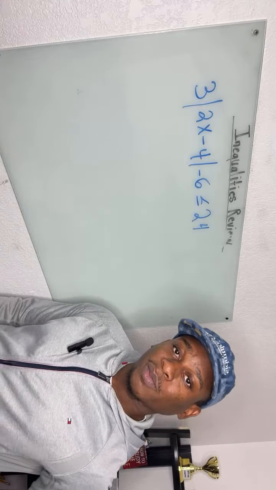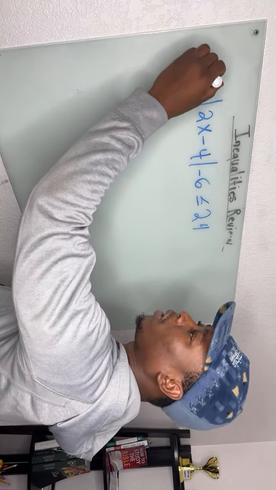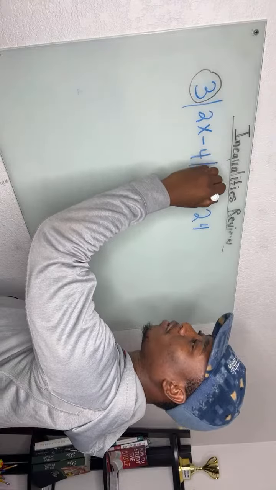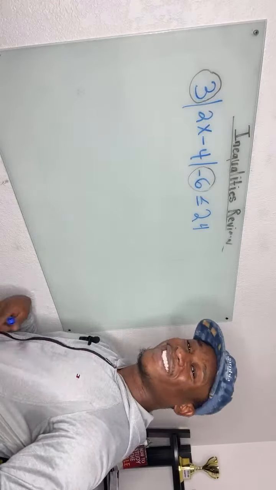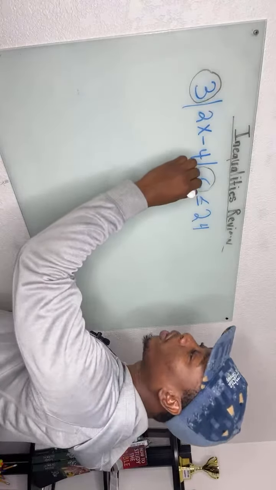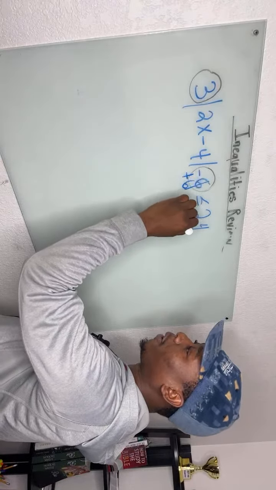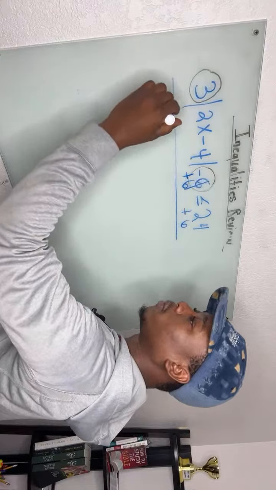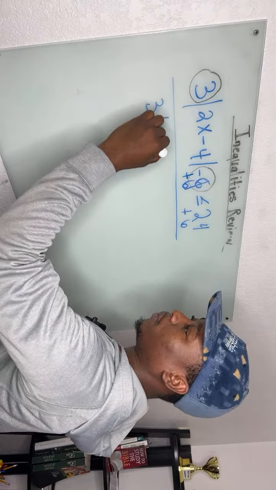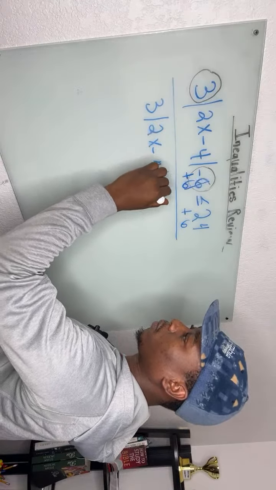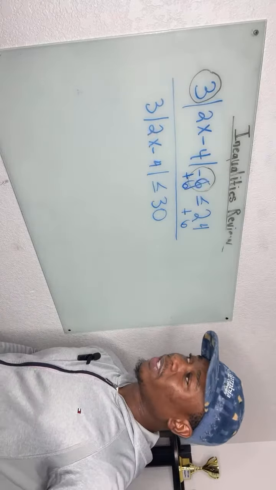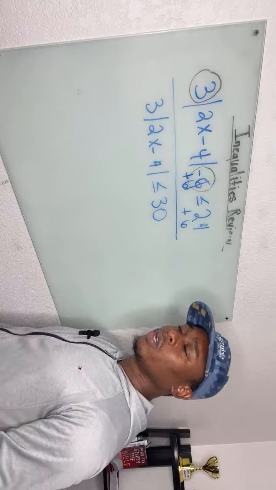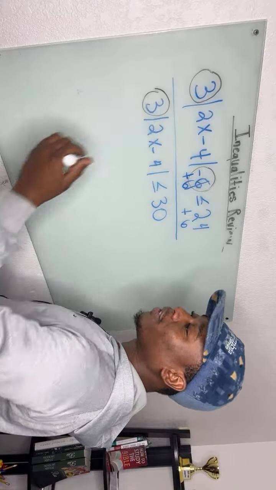So when we look at this problem here, this absolute value is not by itself. So what do we have to do, Mr. Peters? Glad y'all asked. Your boy got you. So we're going to add 6. And let's rewrite the problem. So we added 6, but we've noticed that absolute value is still not completely by itself.